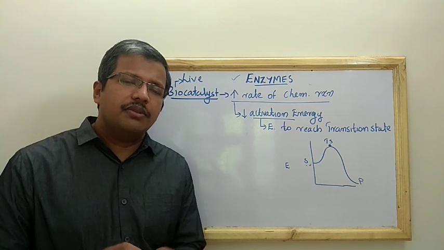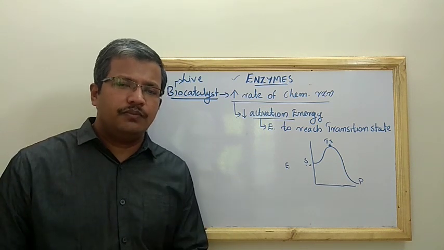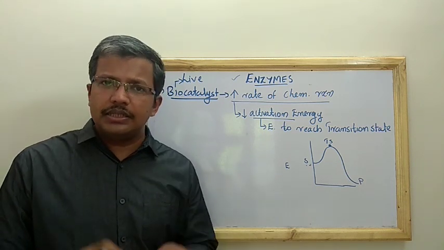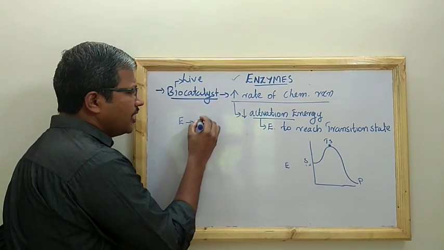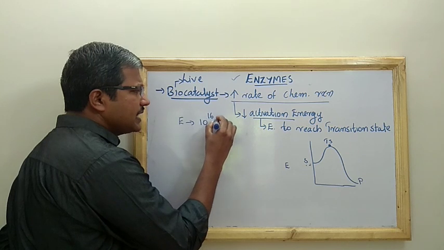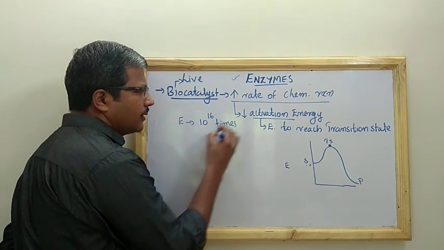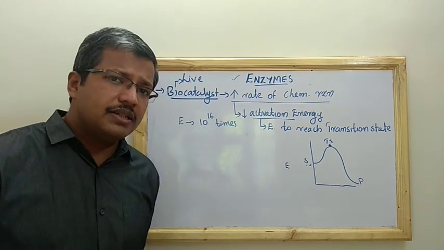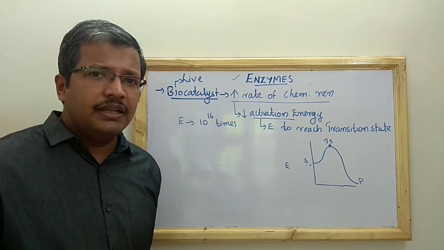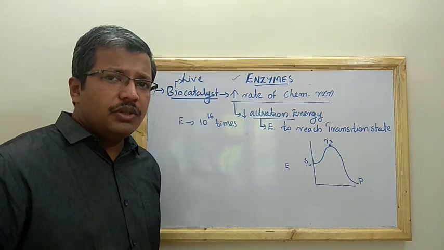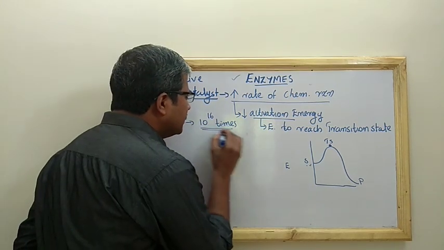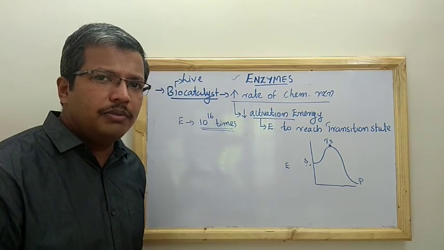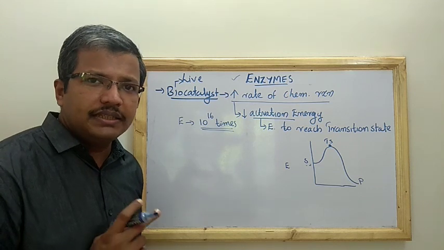Without enzyme, the rate will be very slow. Living organisms cannot live like this, because enzymes can speed up the reaction up to 10 raised to 16 times faster than the reaction in which the enzymes are absent. So without the enzymes, your life will not be fast like this.